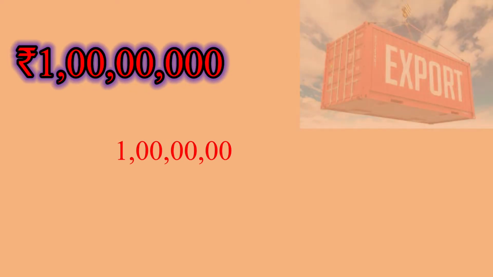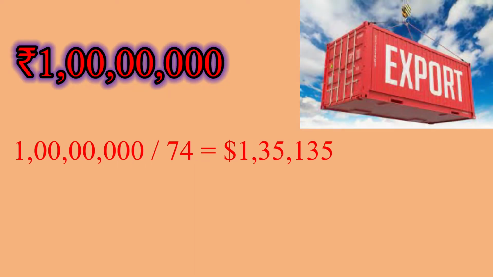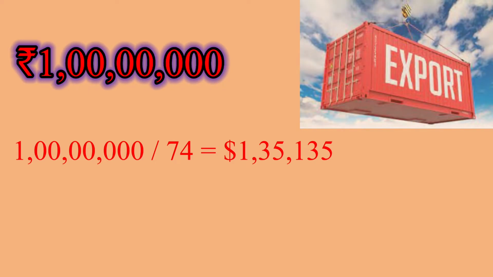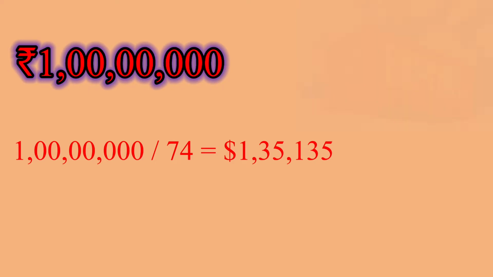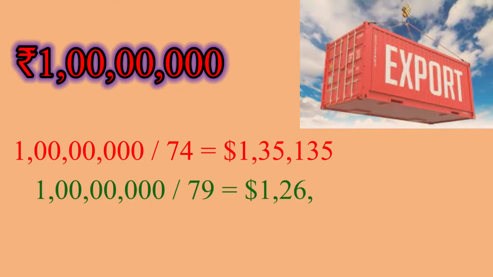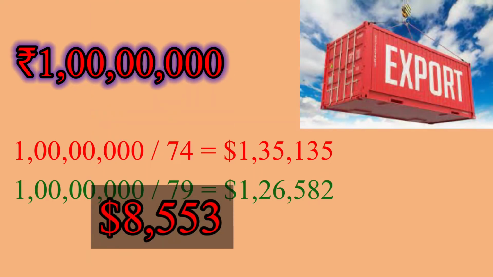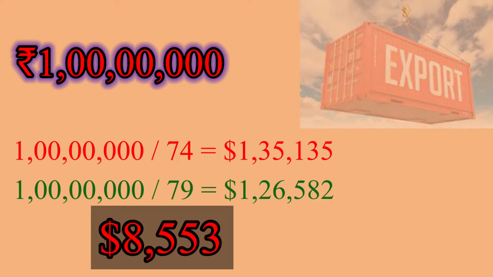Now for a global buyer, if they wanted to buy the same product in January 2022, it would have cost them $1,35,135. But today, as the value of the rupee has depreciated to 79 rupees per dollar, the same product of 1 crore rupees can be sold at $1,26,582 only instead of $1,35,135. This makes this particular item more competitive in the global market.